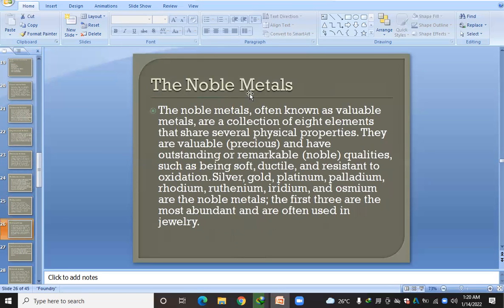Next is the noble metals. The noble metals, often known as valuable metals, are a collection of 8 elements that share several physical properties. They are valuable or precious and have outstanding noble qualities, such as being soft, ductile, and resistant to oxidation. Silver, gold, platinum, palladium, rhodium, ruthenium, iridium, and osmium are the noble metals. The first three are the most abundant and are often used in jewelry: silver, gold, and platinum.